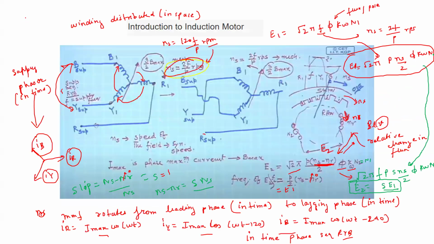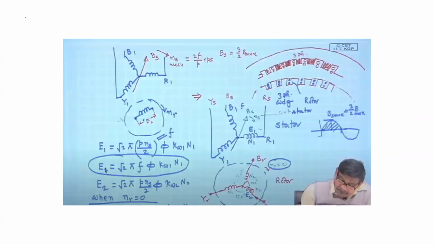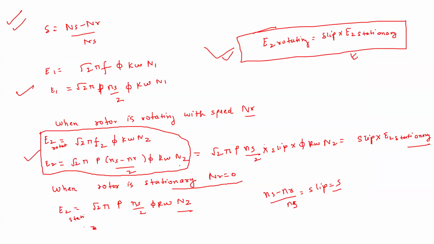Now, so this was the thing. Now let us see how actually this works. So here also, sir is again continuing the same thing. Here he has written that E1 is like this, which can be replaced by F. So here you have E1 as root 2 pi F phi k omega N1, which I have written here, right? Root 2 pi F phi k omega kW N1.